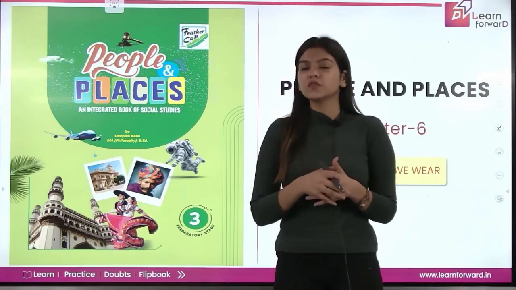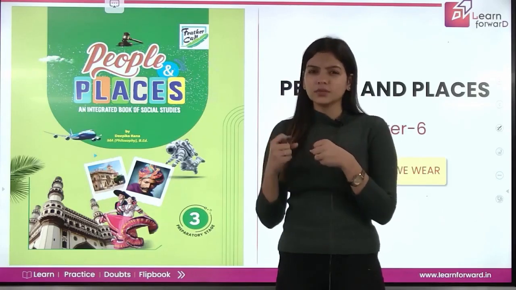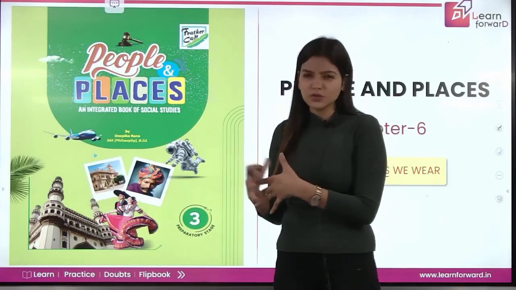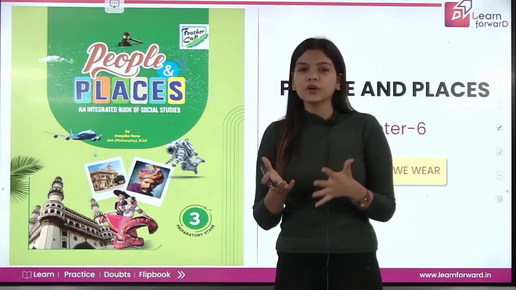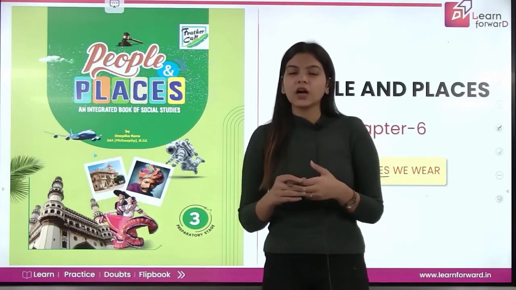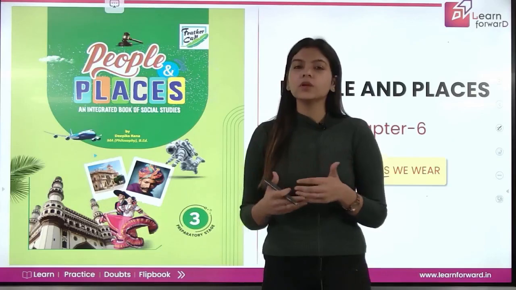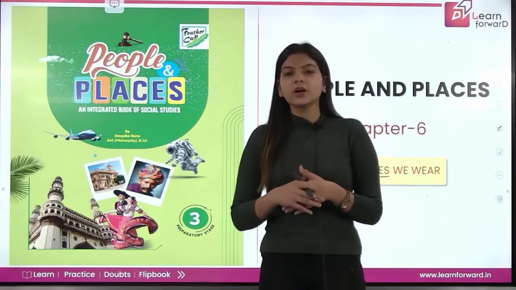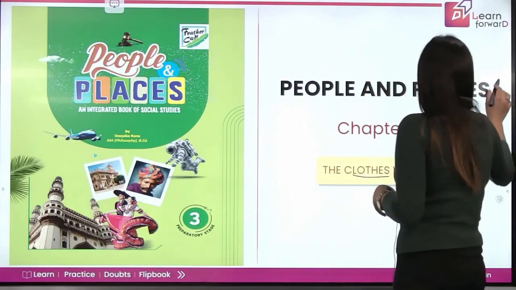In summer, we wear cotton clothes because it protects us from heat rays, or it helps us survive so much heat. And in winters, we wear woolen clothes. Woolen clothes are generally made of wool, which we get from the sheep, right? And cotton we get from the cotton plant, which is cultivated or grown in many parts of our country. So we are going to start the chapter now. I hope you are all ready with your books.